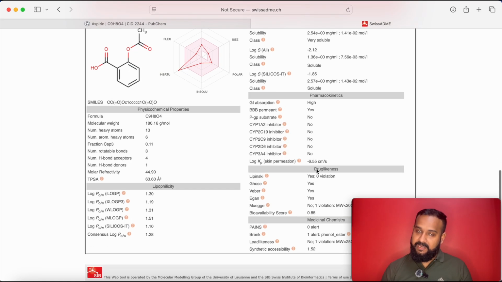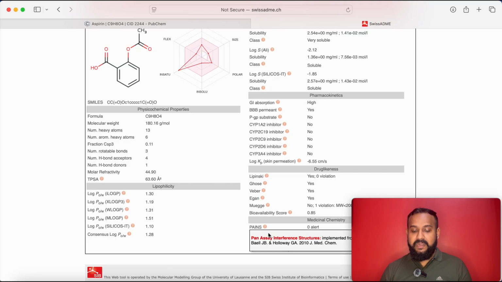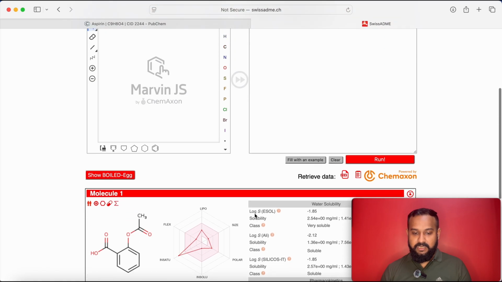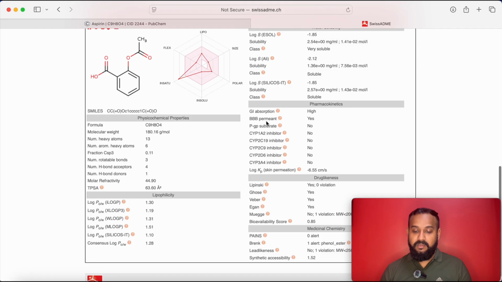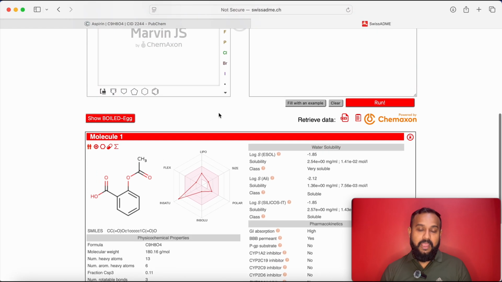Then you have your drug likeness. The drug likeness features include Lipinski's rule, Ghose, Veber, again many rules that you can see over here. Apart from that, the PAINS rule is there, so under drug likeness you can find multiple rules. Apart from that, if you want a representation of this particular permeability, you have one more thing called the BOILED-Egg model.